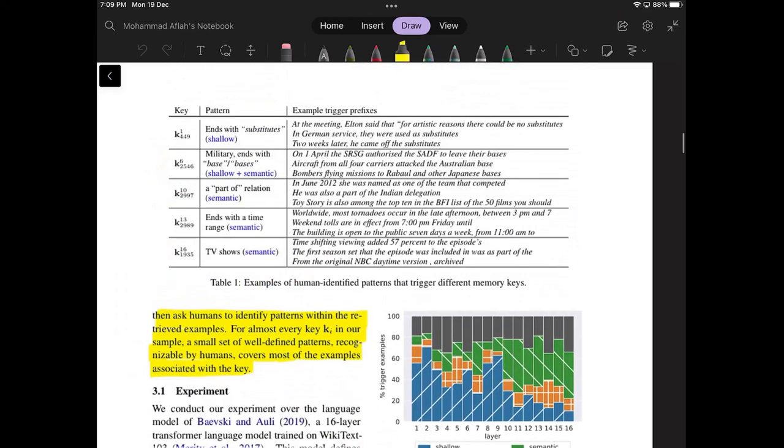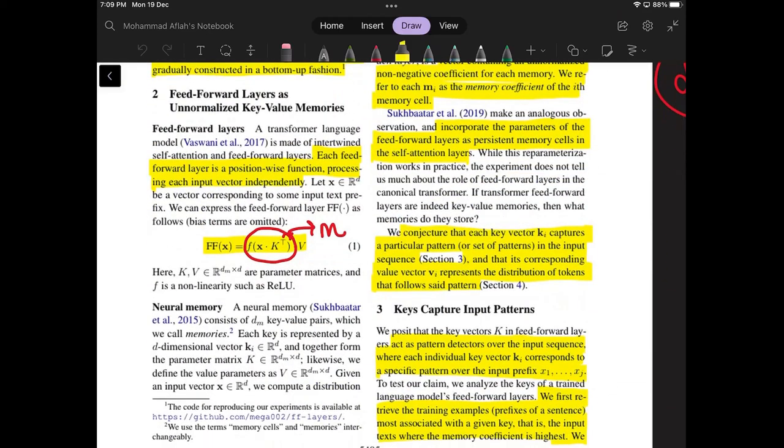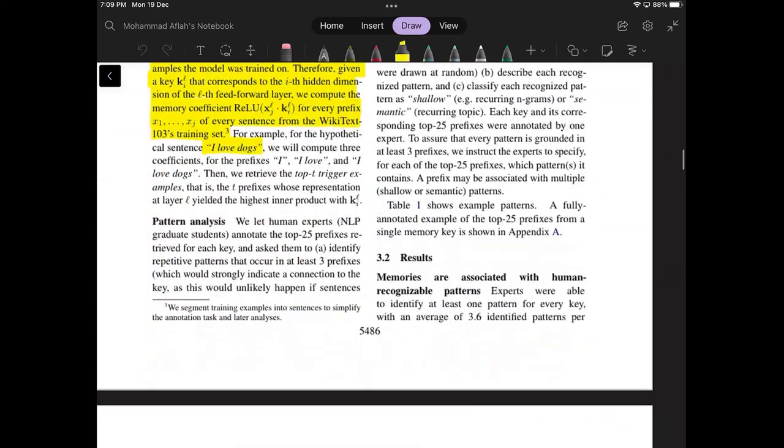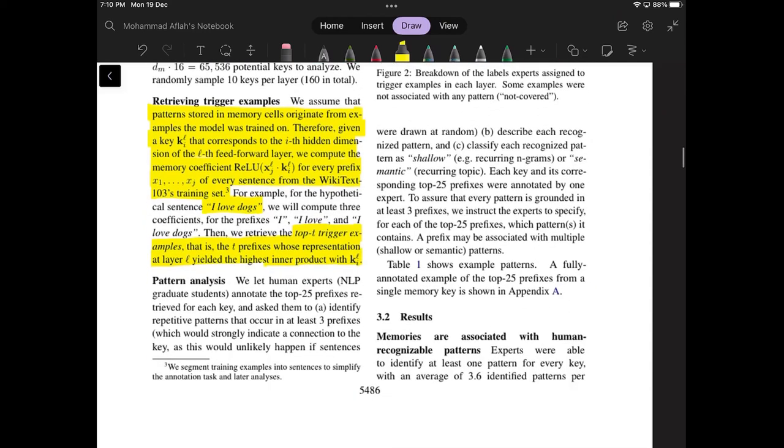If we go back to that equation, this equation 1 can be represented in terms of particular columns and rows. So this is the memory coefficient for that particular prefix, and then they compare the prefixes and choose the top t triggering examples, that is the prefixes whose representation at layer l yields the highest inner product.